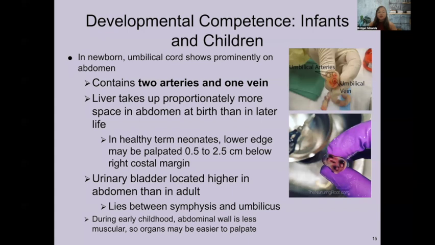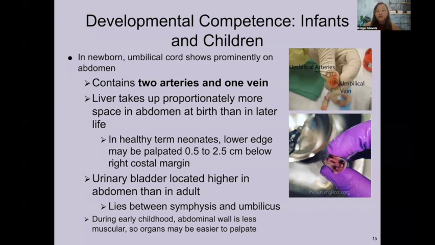Also, in smaller children, the urinary bladder is located a little bit higher than you would expect in an adult. And so when you're palpating, keep that in mind as well, especially if you're trying to assess for a distended bladder. It does lie between the symphysis and the umbilicus.